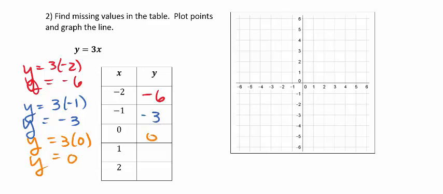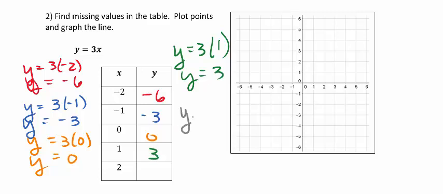Now we're going to substitute 1 in place of x, so y is equal to 3, plugging in a 1, so 3 times 1 is 3. And then last we'll plug in a 2, so y is equal to 3 times 2, and 3 times 2 is 6. Now we'll go ahead and plot all these points. Negative 2, negative 6 is here. Negative 1, negative 3, 0, 0, 1, 3, and 2, 6. Go ahead and use a straight edge to connect the points.